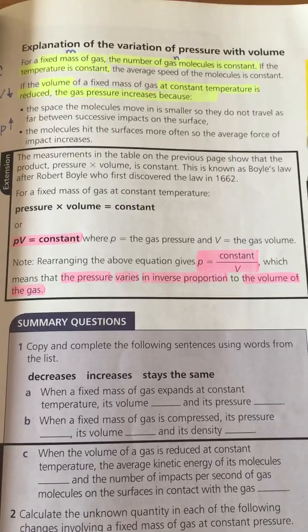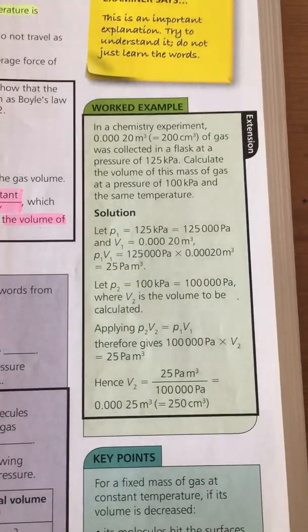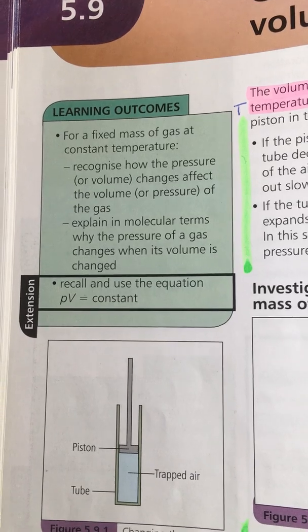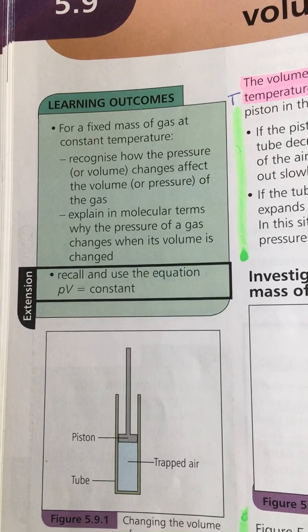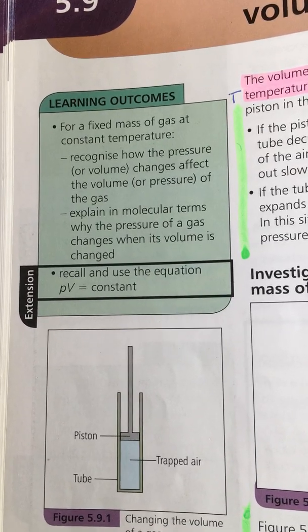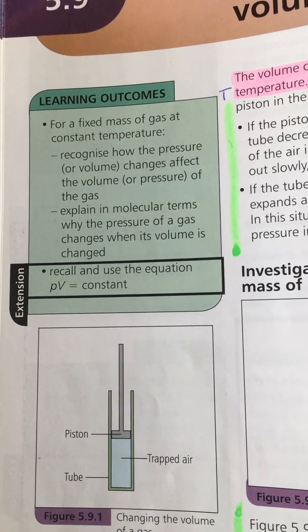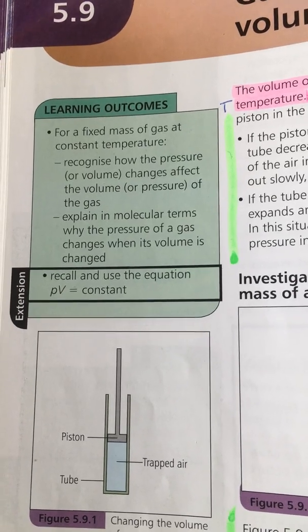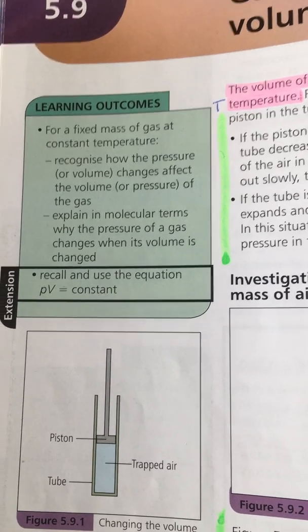I'll record a separate video where I explain the worked example here on the right. Back to the learning objectives or learning outcomes. What you need to know is, for a fixed mass of gas at a constant temperature, you need to recognize how the pressure or the volume changes and how they affect the volume or the pressure, the other way around, and explain in molecular terms why the pressure of a gas changes when its volume is changed. And also the extension, recall and use the equation PV is constant.